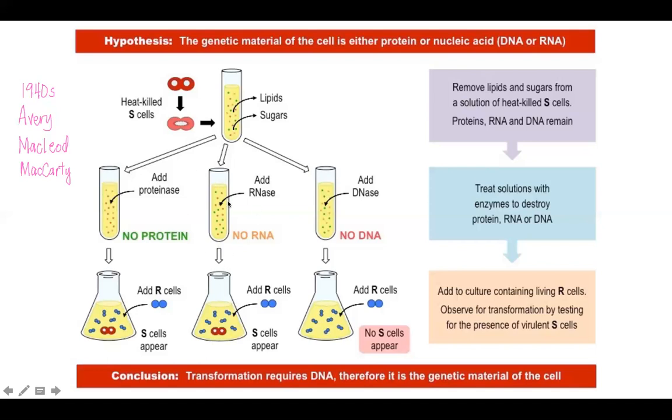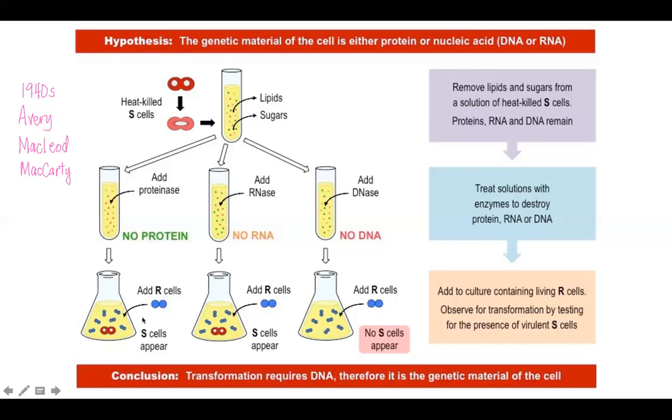In the second solution, they added RNases. These are enzymes that destroy your RNA. So you don't have RNA in the second solution. And in the third solution, they added DNases, enzymes that destroy DNA. So you don't have DNA molecules here. And then they added R cells, the non-virulent strain of the pneumococcus, into the culture.